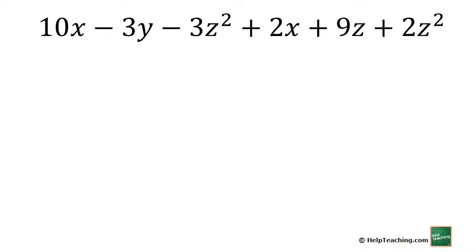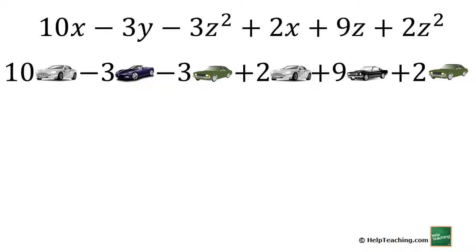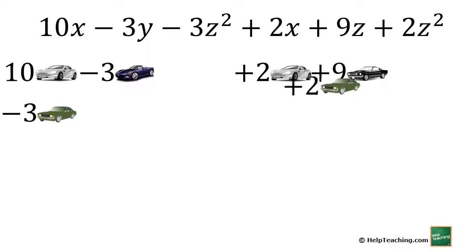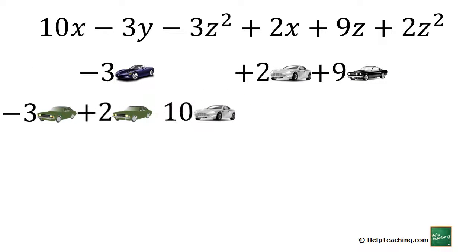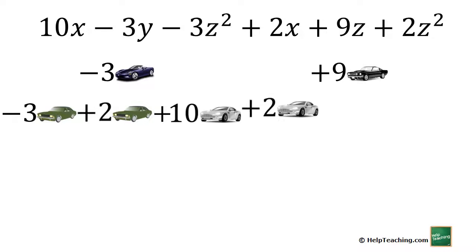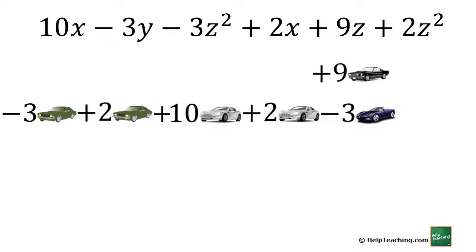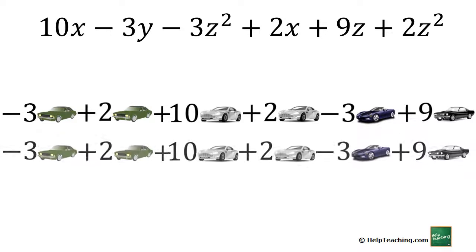So here's one which looks quite complicated. We'll begin again by making illustrations for our variables. Let's use cars. The x's will be silver cars, the y's will be purple cars, the z squares will be green, and the z's will be black. So the first thing we're going to do at this point is to sort them. When we sort them, we always go by the highest exponent first, and then we do it alphabetical. Once we have sorted it so that our like terms are together, then we can combine them.